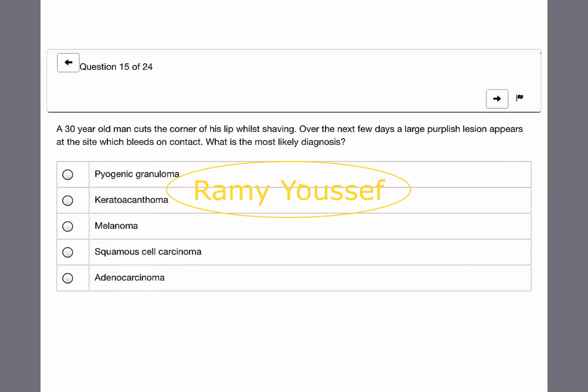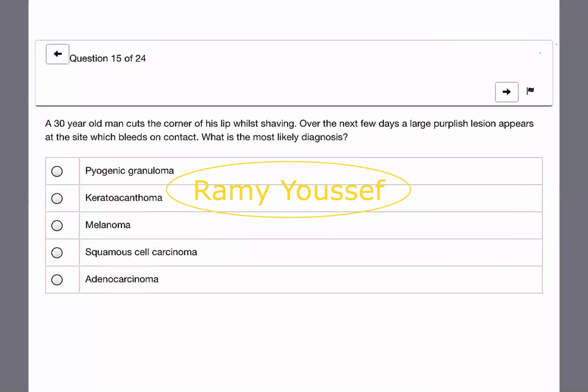Next question, Dr. Nuran. A 30-year-old man cuts the corner of his lip whilst shaving. Over the next few days, a large purplish lesion appears at the site which bleeds on contact. What's the most likely diagnosis? A. Pyogenic granuloma, B. keratoacanthoma, C. melanoma, D. squamous cell carcinoma, or E. adenocarcinoma.